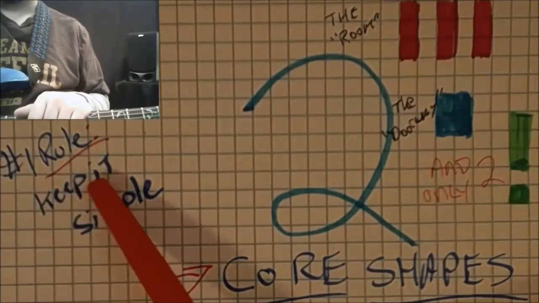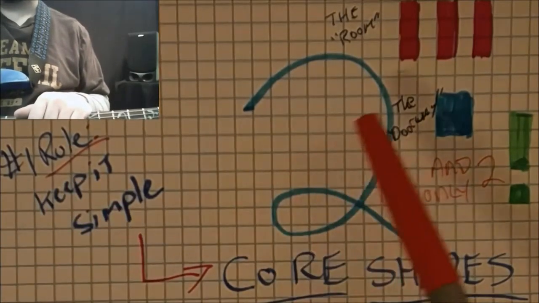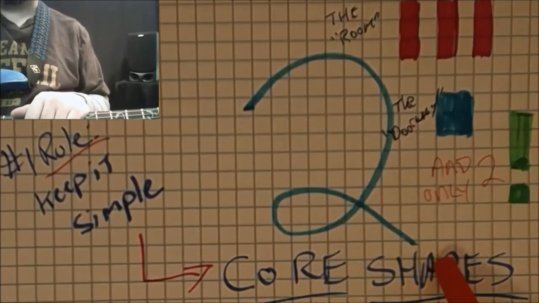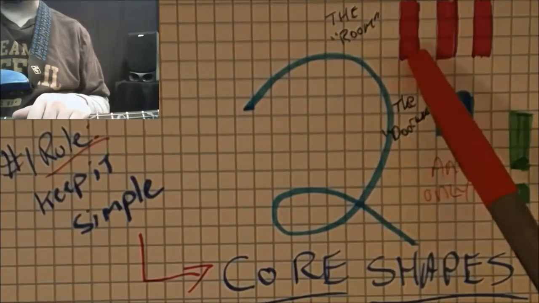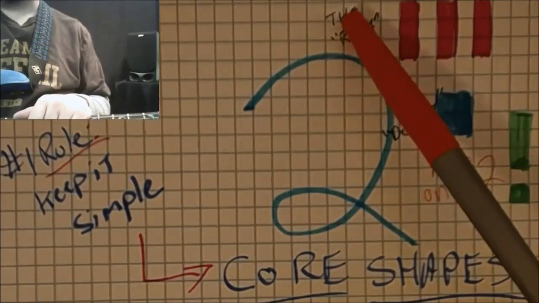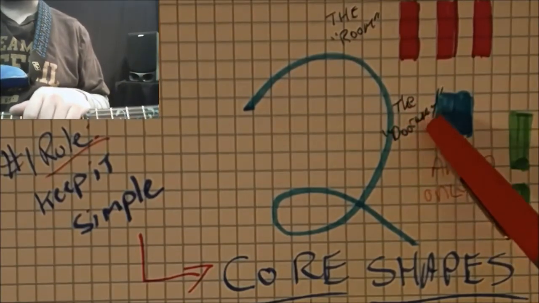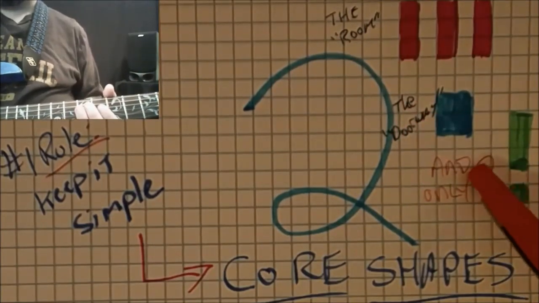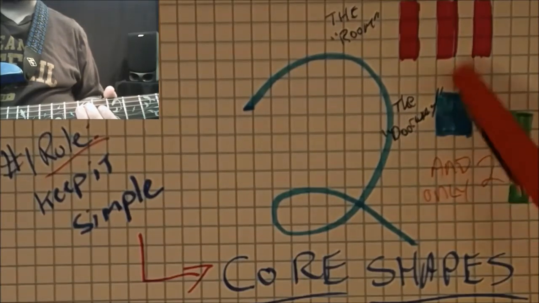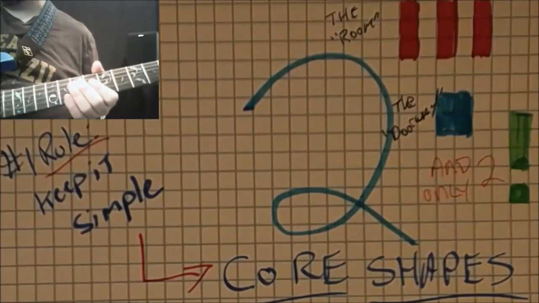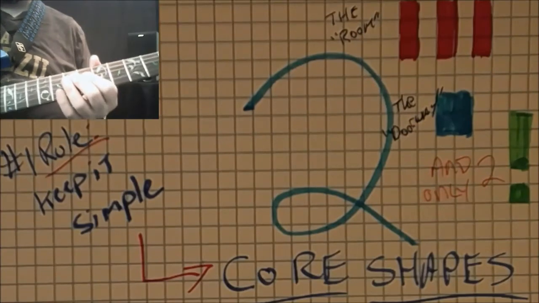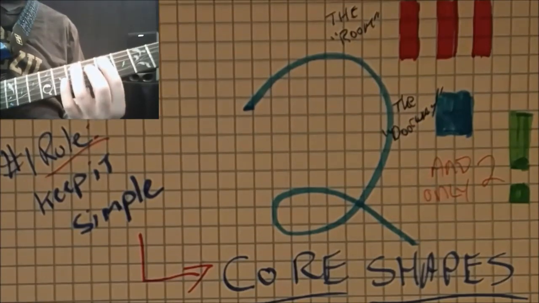So let's start by keeping it simple and knowing that there are only two core shapes to your fretboard. Let's consider that these are them, and we're going to give them a name. Let's call this one the room, and let's call this one the doorway. These are the only two shapes that exist on your fretboard. Let's go over those in a little more detail, and let me show you here.